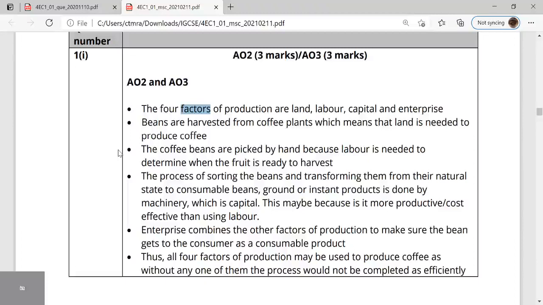See, they're saying that beans are harvested from the coffee plants, which means land is needed to produce coffee. Then the coffee beans are picked by hand because labor is needed to determine when the fruit is ready to harvest. Then the process of sorting the beans and transforming them from their natural state to consumable beans, grounds, or instant products is done by machinery, which is capital. This may be because it is more productive or cost effective than using labor.